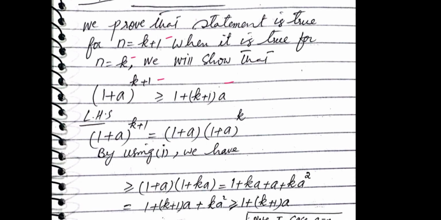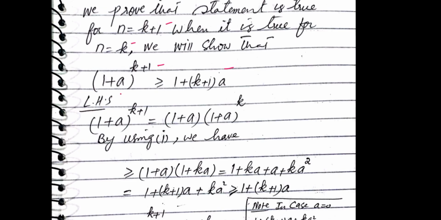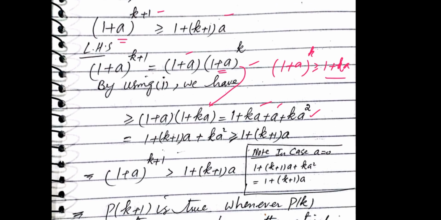So to prove the inductive step, I will take the left hand side of this inequality. This can be split as (1 plus a) into (1 plus a) whole power k. By using the assumption, (1 plus a) whole power k is greater than or equal to 1 plus k times a. So by replacing this factor (1 plus a) whole power k with 1 plus ka, this becomes (1 plus a) into (1 plus ka). By multiplying both factors, we have 1 plus ka plus a plus ka square. Taking common a from these two terms, we have 1 plus (k plus 1) into a plus k times a square.